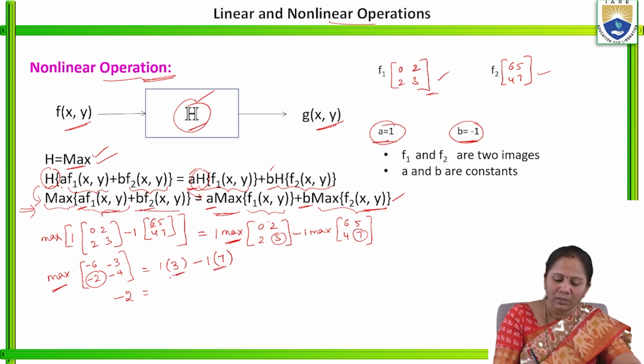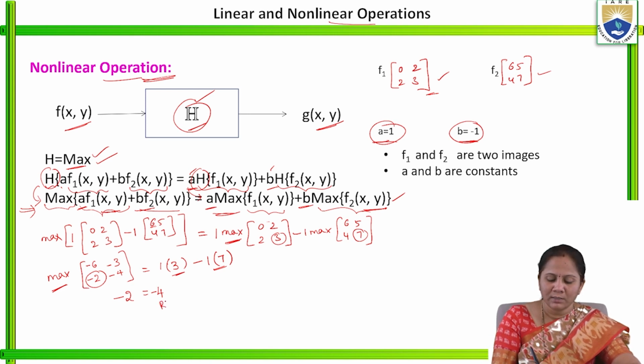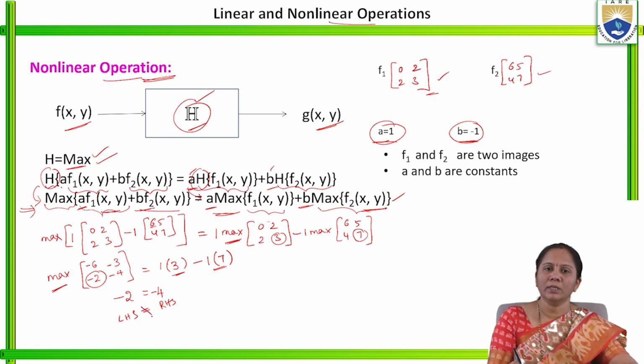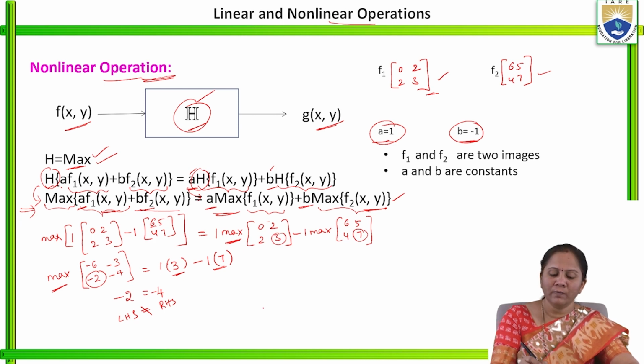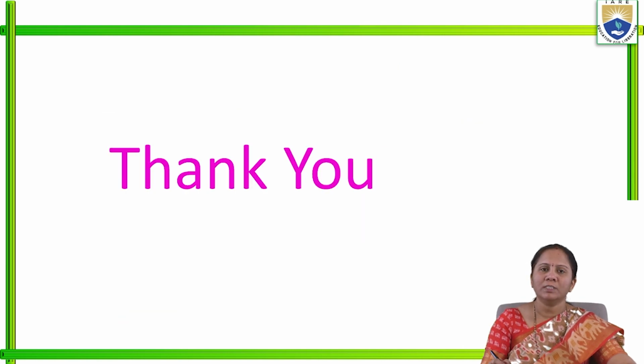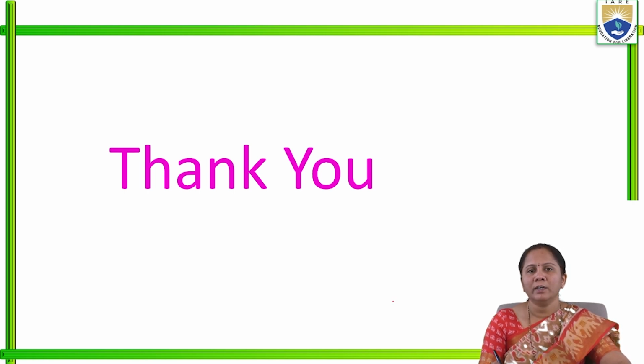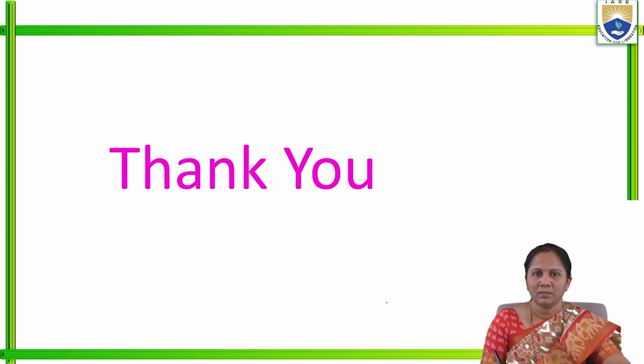So 3 minus 7 means the value is minus 4. So this is RHS and this is LHS. In this case, RHS is not equal to LHS. So we can say that the operator H is a nonlinear operator. So this is what we had about the distance measures and linear and nonlinear operations.